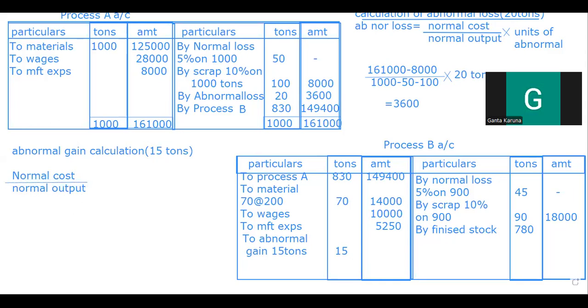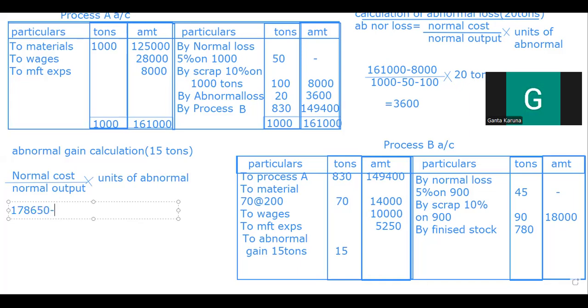Now, normal cost, just now I said how much is the normal cost. I have got 149,400 plus 14,000 plus 10,000 plus 5,250, so I have got a total of 1,78,650. From this one, I said the right side amount, whatever is there, I have to minus that one.